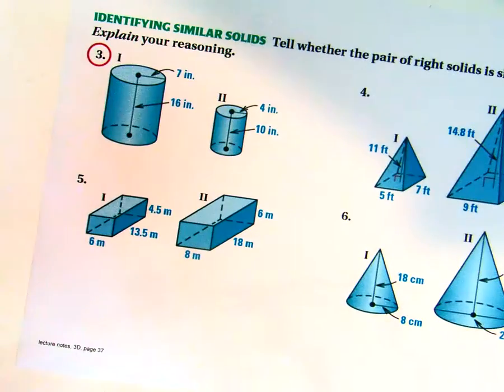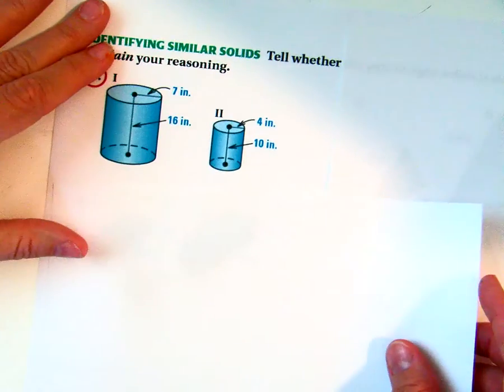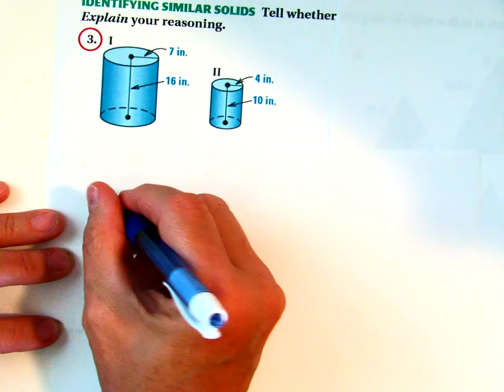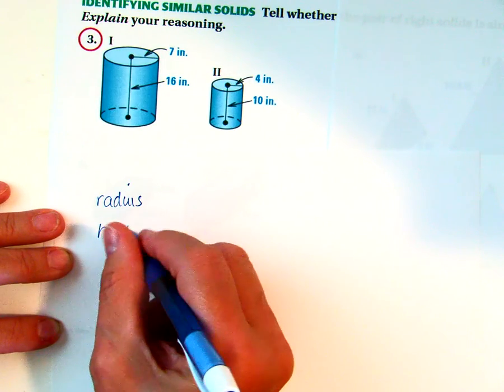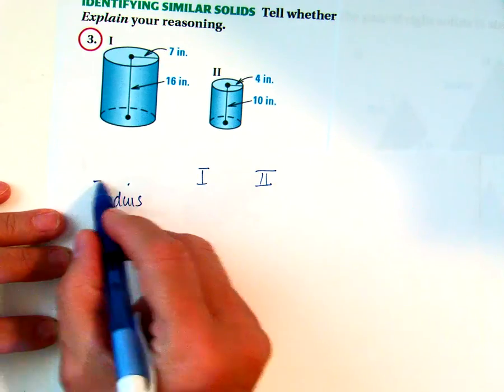Okay, first off, let's look right here at number 3, and I'll work on that one. How are we going to do that? Well, we need to find the ratio, the scale factor, so I'll set up my 2 by 2 chart, and I'll do radius and height as the 2 ways that I compare it, and the 2 circumstances will be solid 1 and solid 2.